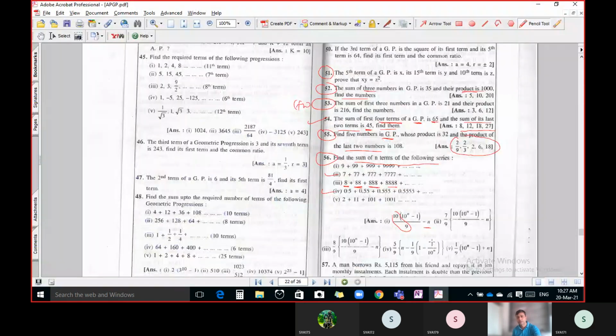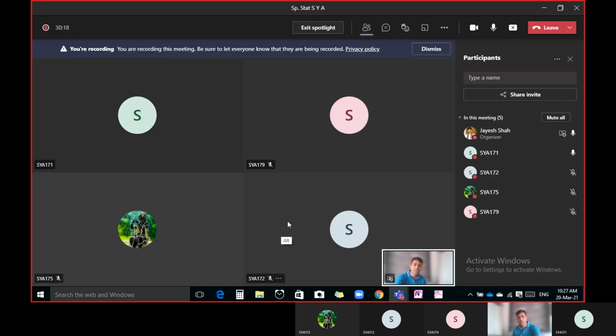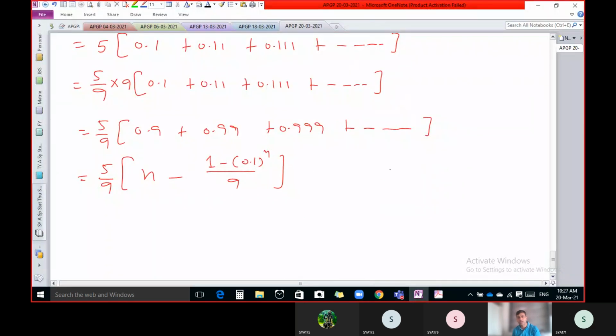See the answer. 5 upon 9 in bracket n minus 1 upon 9 in bracket 1 minus 1 upon 10 raised to n. See, 1 upon 10 raised to n is nothing but 0.1 raised to n. 0.1 you can write as 1 upon 10, so 0.1 raised to n is 1 upon 10 raised to n. But if you keep it up to this, no problem at all, you will get full marks.